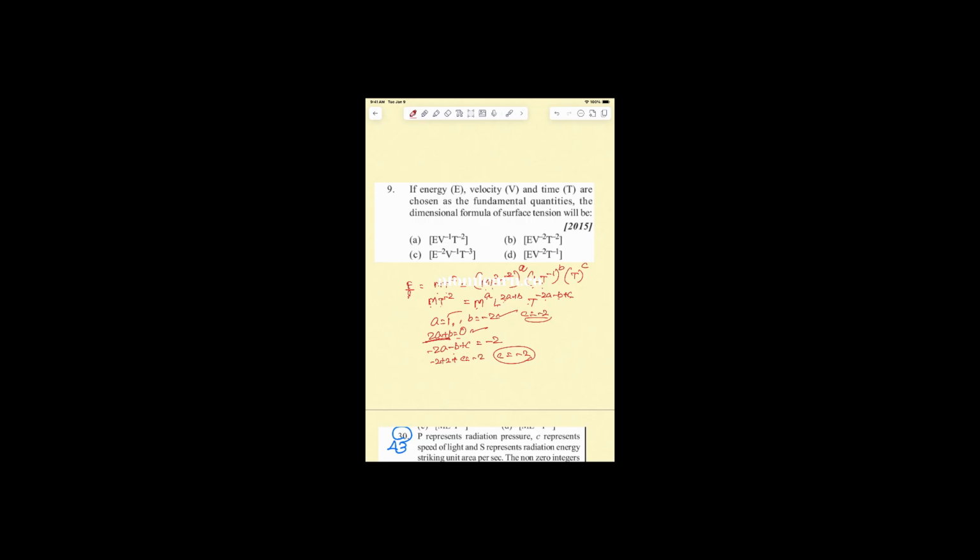Therefore, what is the answer? 1 minus 2 minus 2. Where is it? Option E, 1 minus 2 minus 2. Therefore, B is the answer. Okay. Now, simple simultaneous equation forming.